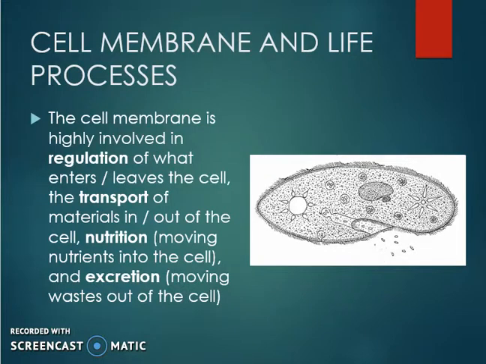So, cell membranes and their life processes. Basically, this is one huge sentence that sums up everything. The cell membrane is highly involved in regulation of what enters and leaves the cell, the transport of materials in and out of the cell. That's its major function. Nutrition is just the moving of nutrients into the cell, and excretion is the movement of waste out of the cell. Your cell is doing all of these processes in order to maintain homeostasis using the cell membrane, which is selectively permeable, to control all of what comes in and out of the cell.